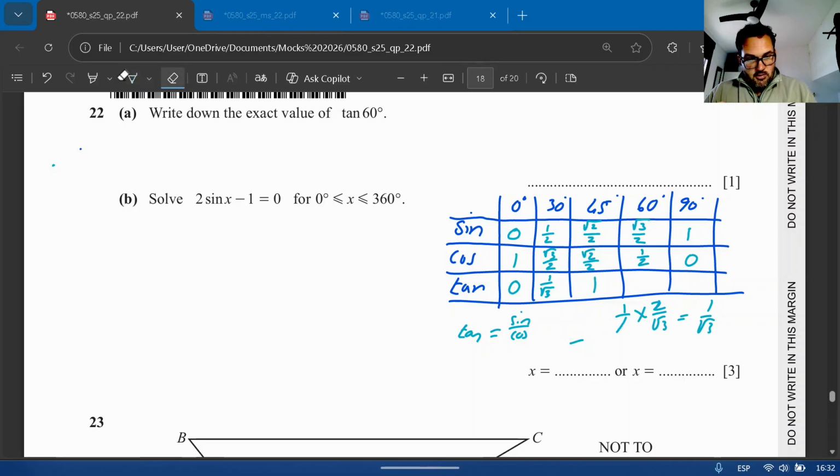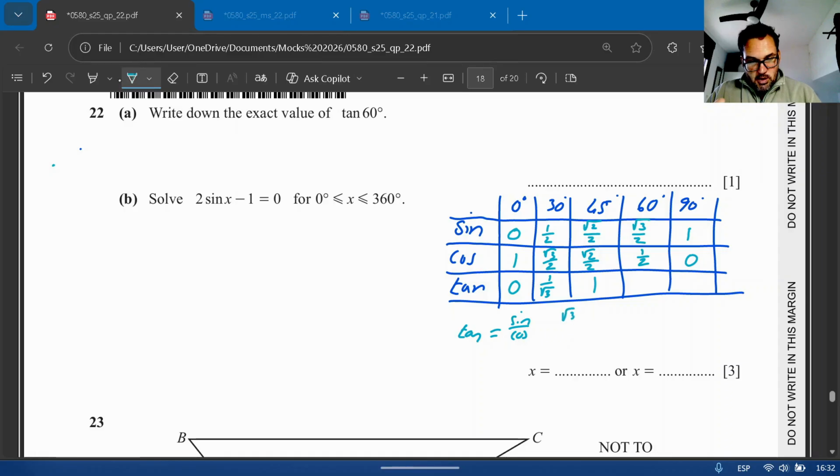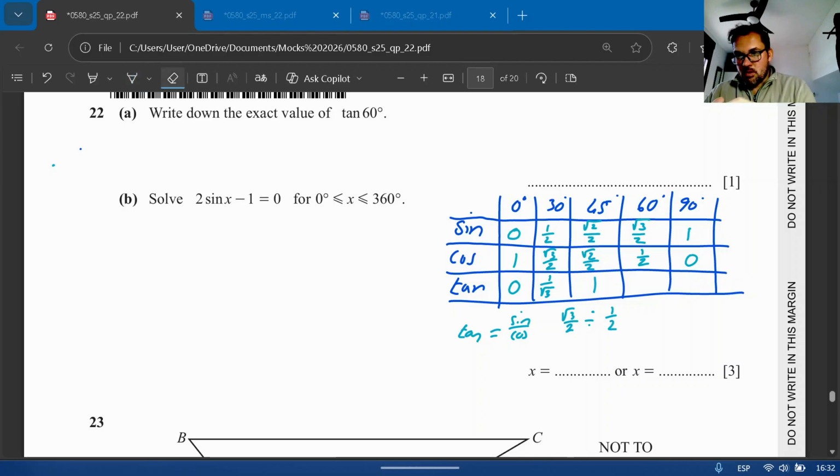And then for 60, it's the same, just the other way around. So we have square root 3 over 2 divided by a half. But remember, if you want to change this to a times, you just invert the fraction.